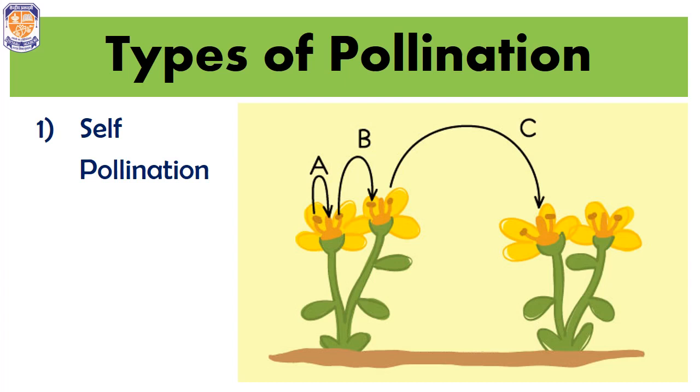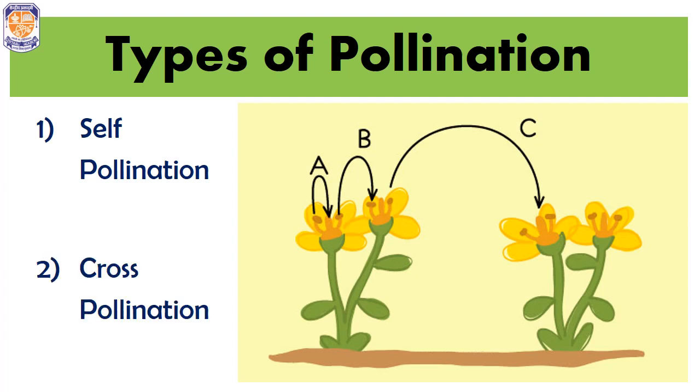Where it is labeled as A, the transfer of pollen grains takes place from the anther to the stigma of the same flower. And where it is labeled as B, the transfer of pollen grain is taking place from the anther to the stigma of another flower, but that flower is also in the same plant. So whenever there is a transfer of pollen grain within the same plant, it is known as self-pollination.